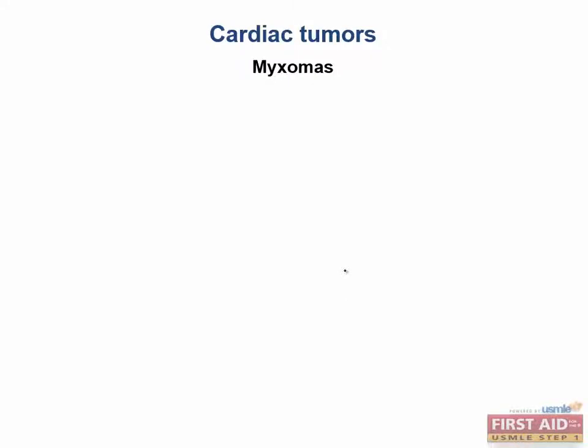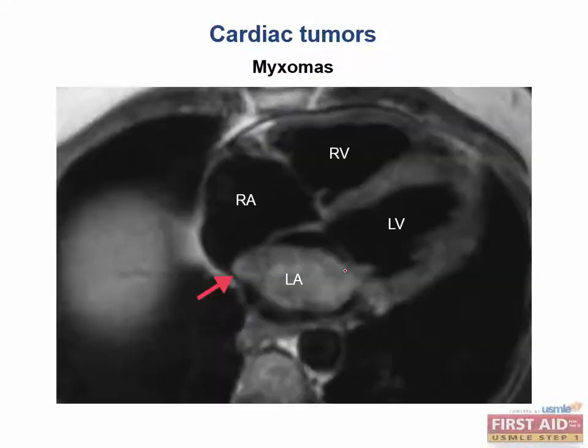All right, now we have reached cardiac tumors. Let's start off with a myxoma. Look at this MRI. So when you're shown an image on your exam, don't freak out. Take a second to orient yourself.